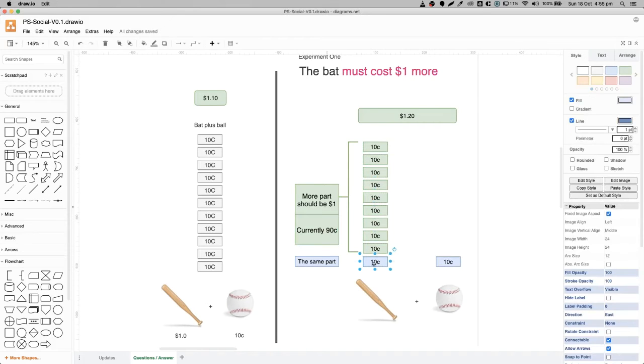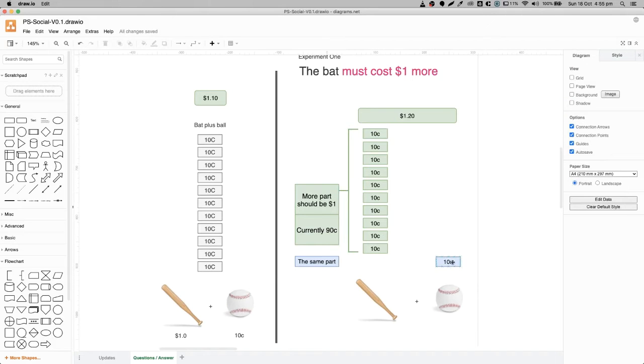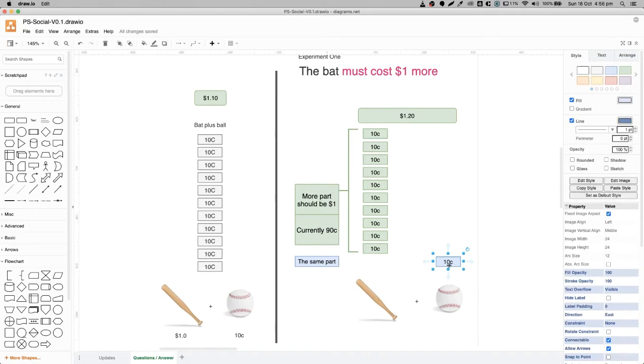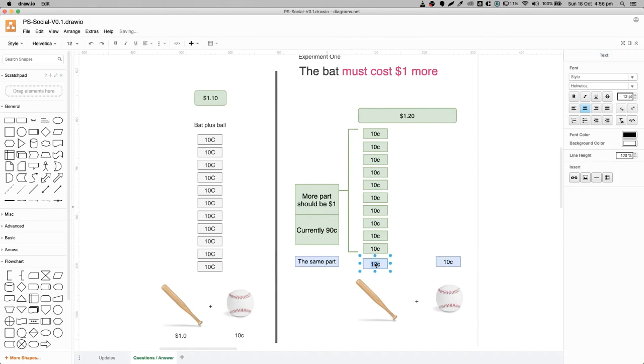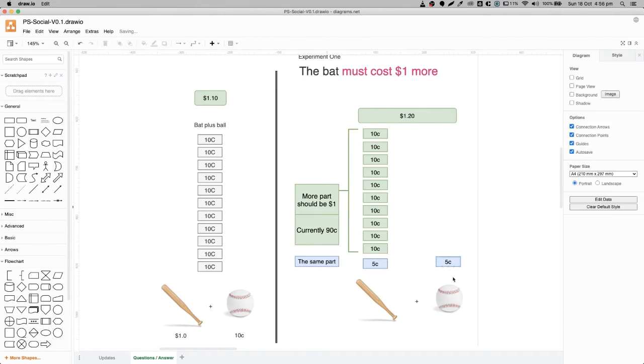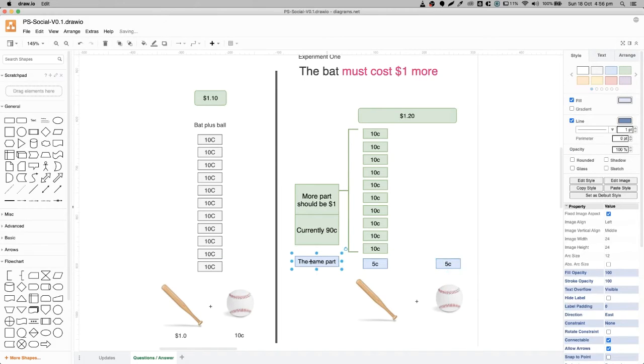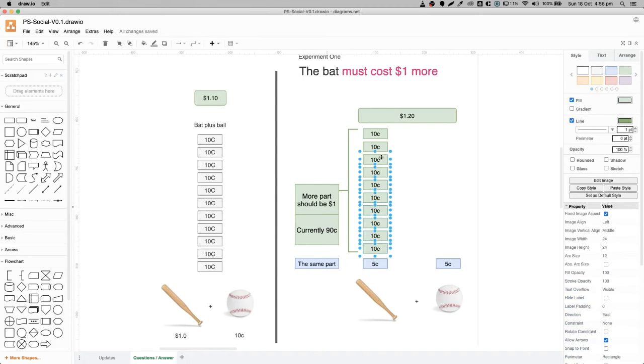Now to solve this question, let me move these 10 cents up here, make it part of the more cost, and split these 10 cents into two parts. So instead of 10 and 10, let me put 5 cents here and 5 cents here. So we have got the same part, and we have got the more part as well, and this more part now equals $1. So let's compute again. 1, 2, 3, 4, 5, 6, 7, 8, 9, 10.